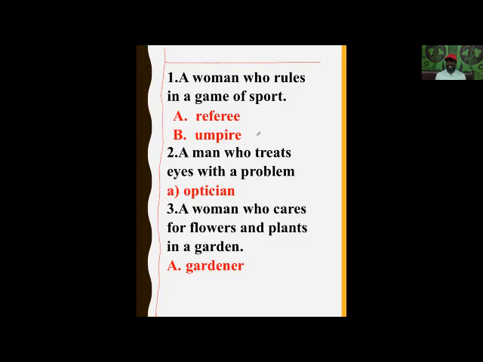The answer is gardener. But I want you to write a full sentence. Get your book and write the answer. On Friday, I'll be here waiting to mark your books. Watch the video, do the exercises. On Friday, I'm waiting for your work. Write the work in your book, bring it to school for marking on Friday. Every Friday, we are going to be doing tests and marking your work.